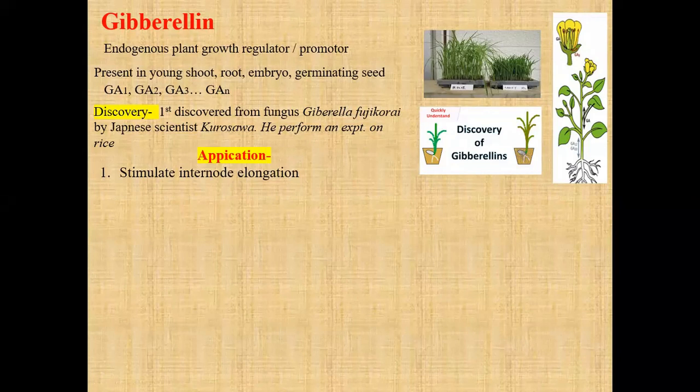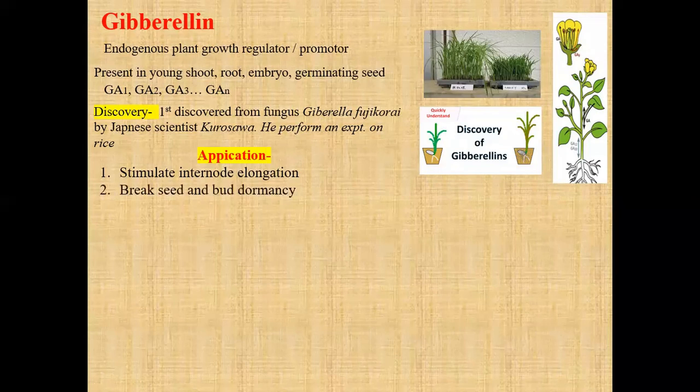So how are they induced to height? It causes internode elongation, the distance between two nodes. Node means where the leaves originate. So that portion is known as a node. The distance between the two nodes is elongated, increased, by this chemical. We call it a hormone, that is gibberellin.